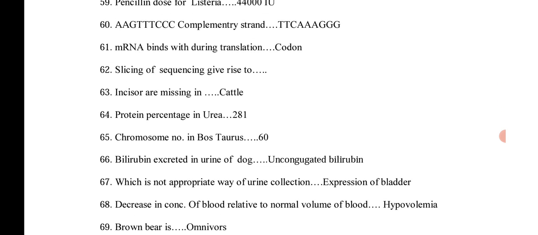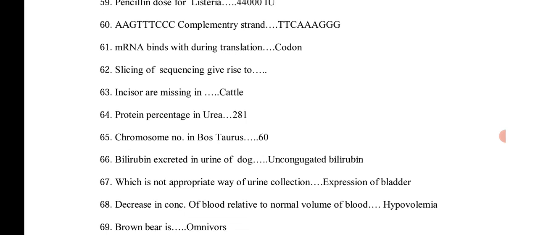Messenger RNA binds with codons during translation. Messenger RNA binds codon. The question is, which binds anticodon, transfer RNA or not? Splicing or off sequencing gives rise to, I do not know.